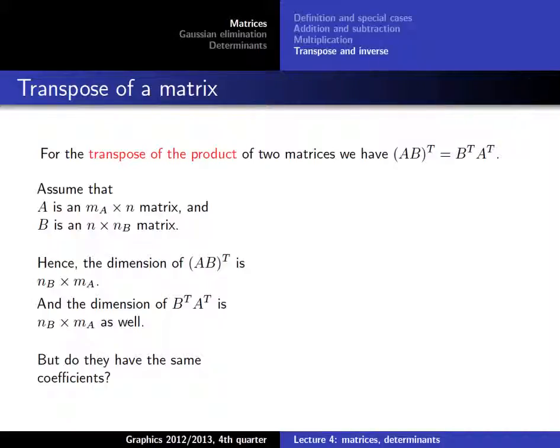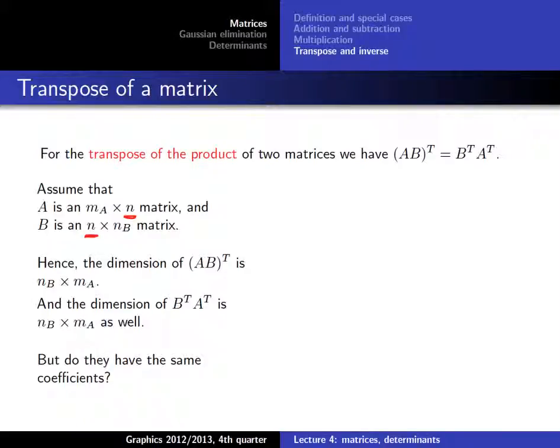First of all, let's look at the dimensions. If the left side is defined, A multiplied with B, and then the transpose of that, the multiplication has to be defined. That means the dimensions of A and B have to match. The second dimension of A and the first dimension of B must be the same. So we must have the same value here.